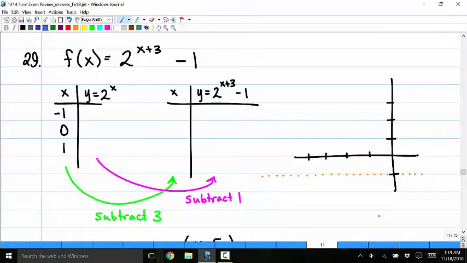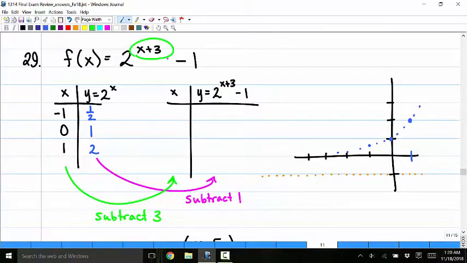Number 29, graph f of x equals 2 raised to the power of x plus 3 minus 1. The parent function is y equals 2 to the x. Your three favorite x values are negative 1, 0, and 1. When x is negative 1, you get 1/2. When x is 0, 2 to the 0 is 1. When x is 1, 2 to the 1 is 2. So your parent function has the points negative 1, 1/2, 0, 1, and 1, 2. Your parent function looks like this.